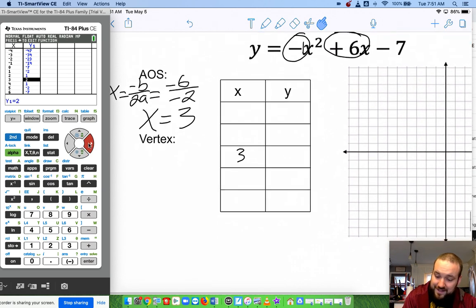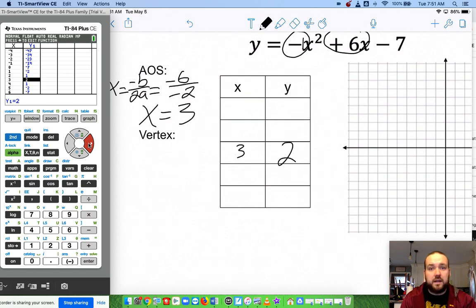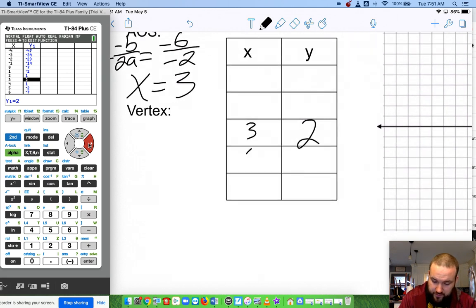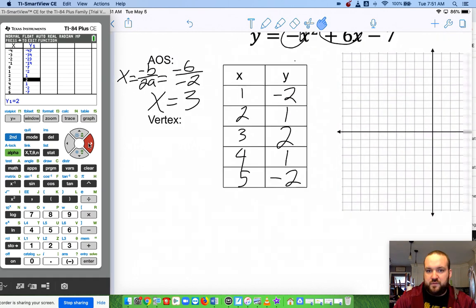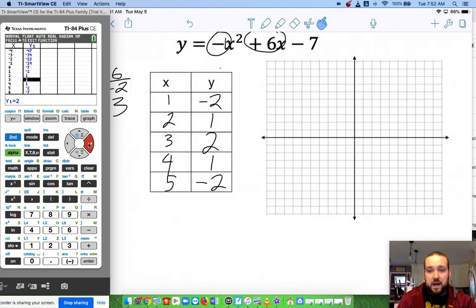And then it doesn't matter what numbers you pick as long as you get a couple on either side. So I'm just going to use the next numbers that I see in the table. So after 3 comes 4 and 5, and before 3 comes 2 and 1. Then I'm just going to copy down the numbers that the table gives me, so that I can use these points now to graph.